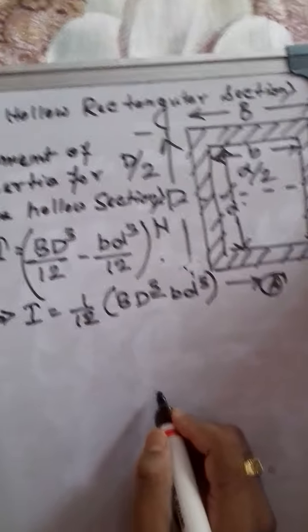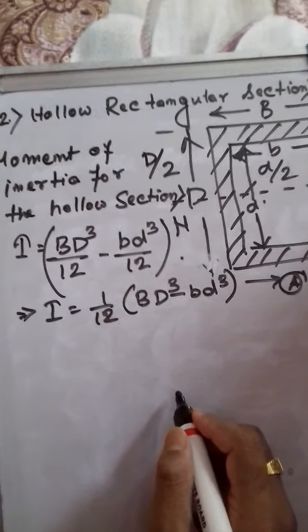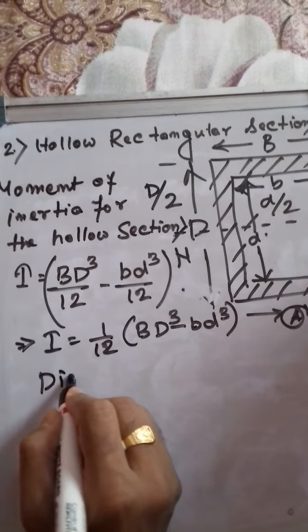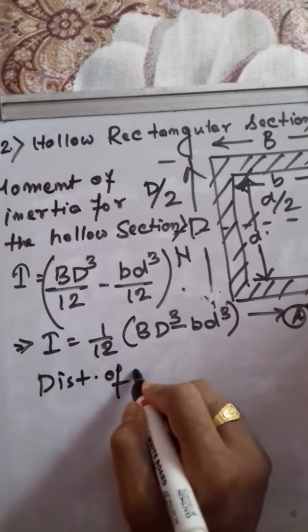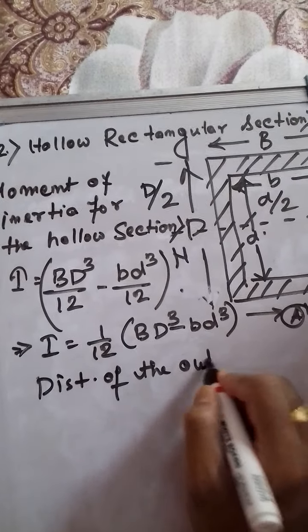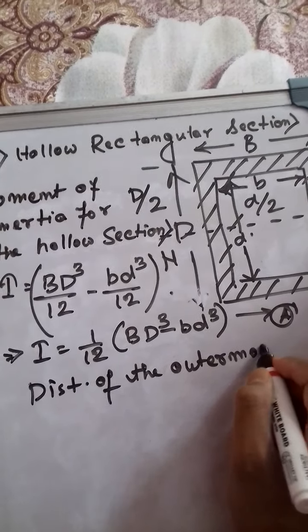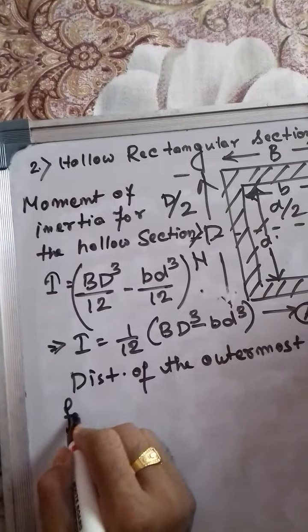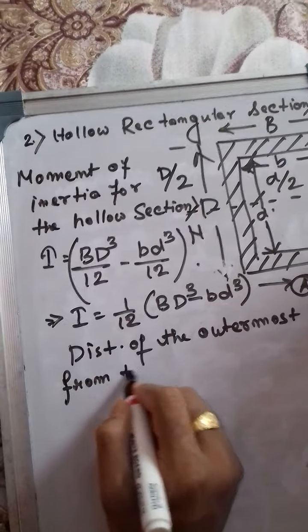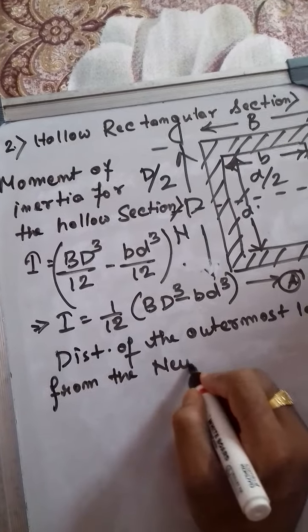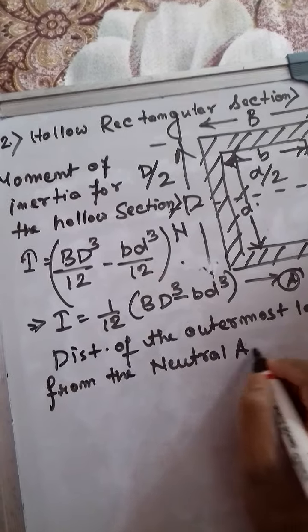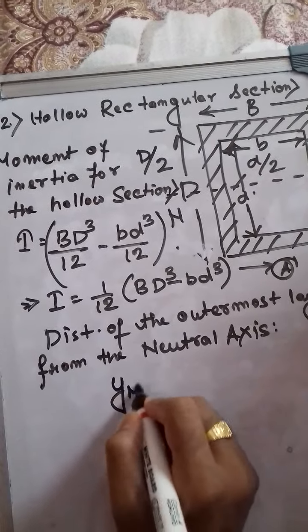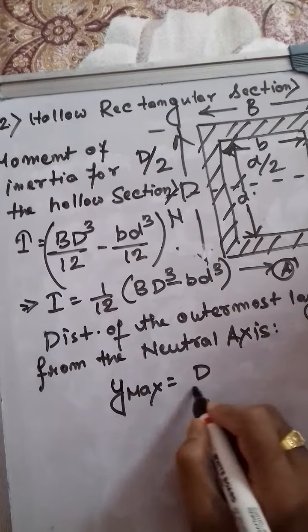Now in this diagram, if you take the overall section, the distance of the outermost layer from the neutral axis, that is y maximum. The outermost layer is the overall depth. The distance of the outermost layer from the neutral axis is y maximum, so y maximum is equal to D by 2.